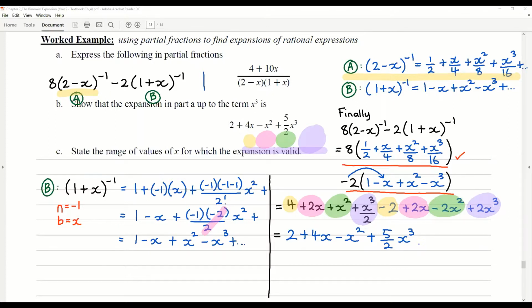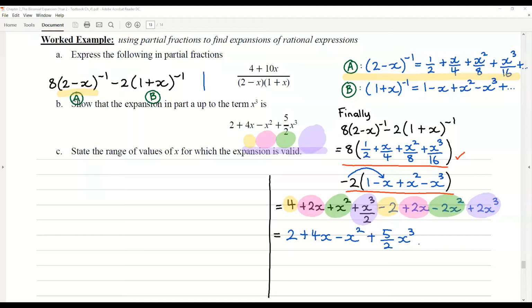Now, going on to part C now, we have to state the range of validity for which the expansion is valid. Okay, well, let's just do some erasing and then we'll get on to that. All right, so for part C, state the range of values. Well, we have 2 expansions, of course.